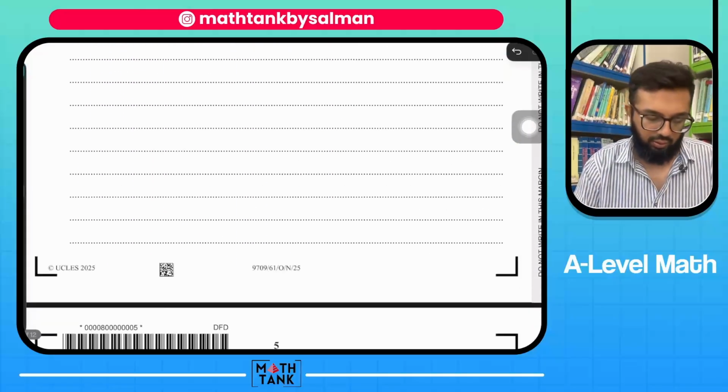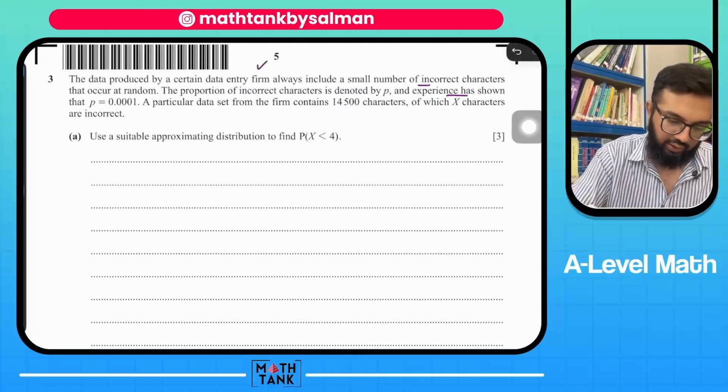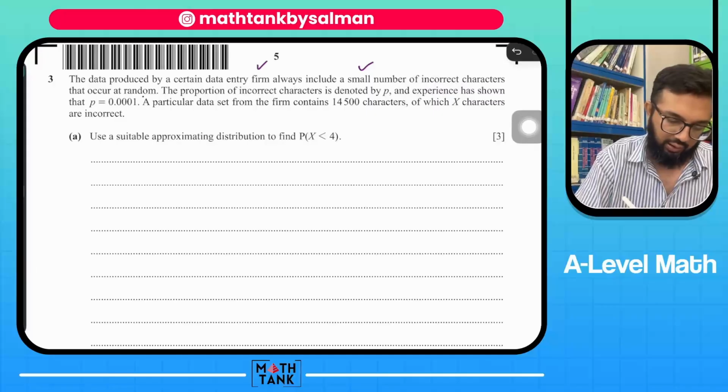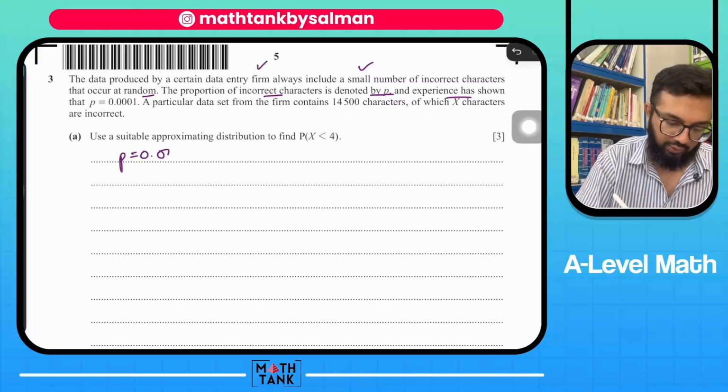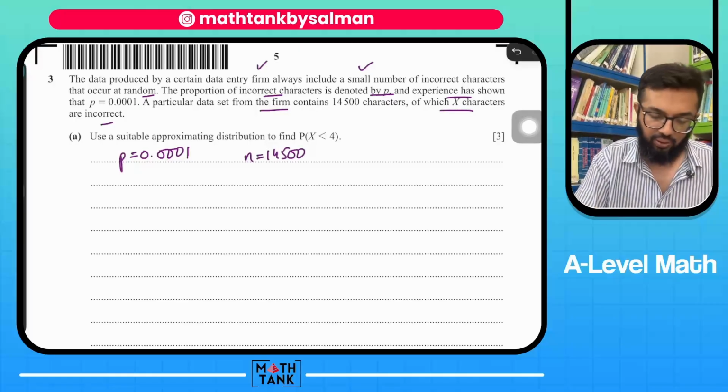Okay, moving on. We then have question number 3. The data produced by a data entry firm always includes a small number of incorrect characters that occur at random. The proportion of incorrect characters is denoted by p, and experience has shown that p is 0.0001. That's really small. A particular data set contains 14,500 characters, of which X characters are incorrect. Use a suitable approximation to find the probability of X less than 4.